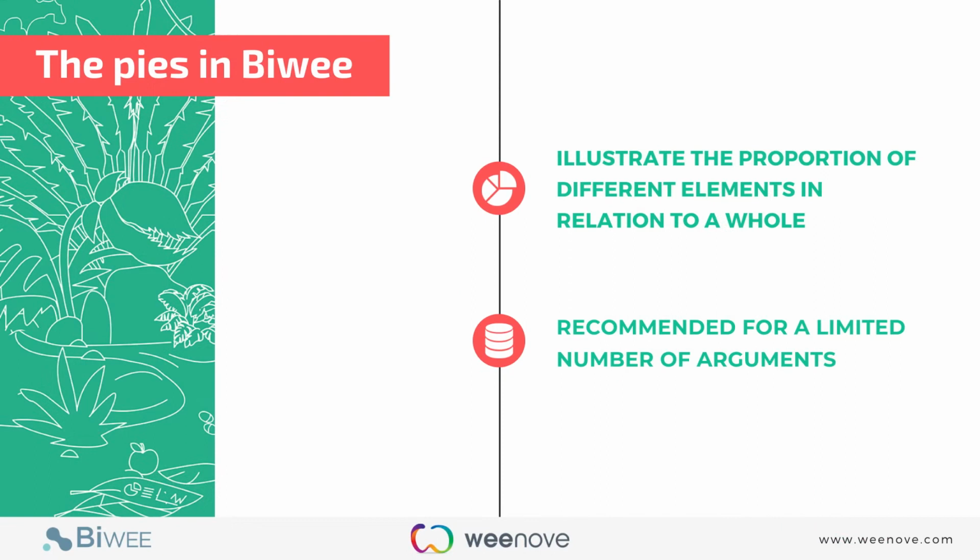Pie charts are used to illustrate the proportion of different elements in relation to a whole. They are recommended for a limited number of arguments. Beyond a large number, the graph is difficult to interpret.